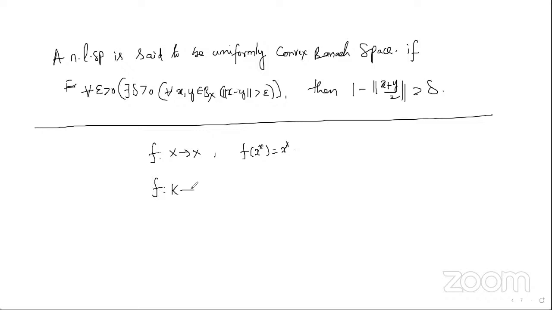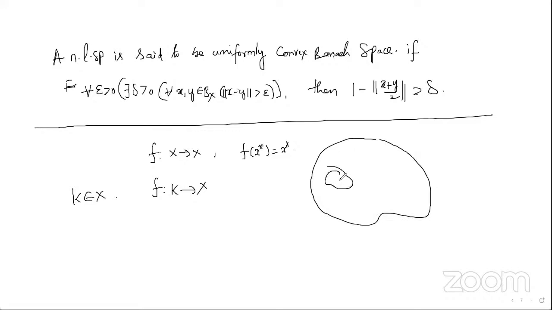Suppose f is a map from K to X, where K is a subset of X. In that case, it is not easy to verify fixed points because these are not self maps. Suppose this is our X and this is our K. Elements of K can be mapped to outside of K. In this case, it is not always valid to think of fixed points.